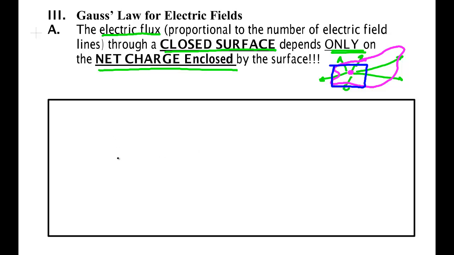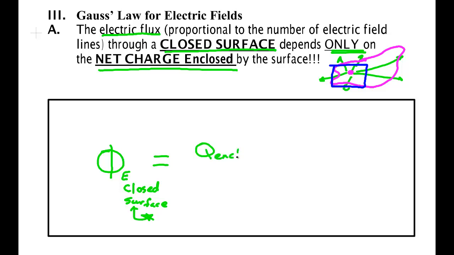So, the electric flux, but not just for any surface, for a closed surface, very important, is equal to the enclosed charge. That is, just figure out how much charge is inside the surface and then divide by the permittivity constant.